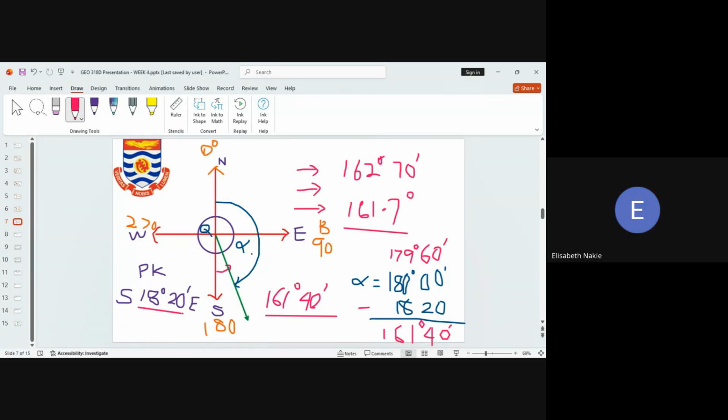So there. Look, yes, the 161 is from the north to the south. 161 degrees 40 minutes. So it's 161 degrees 40 minutes. Okay. So that is from the north to the south there.